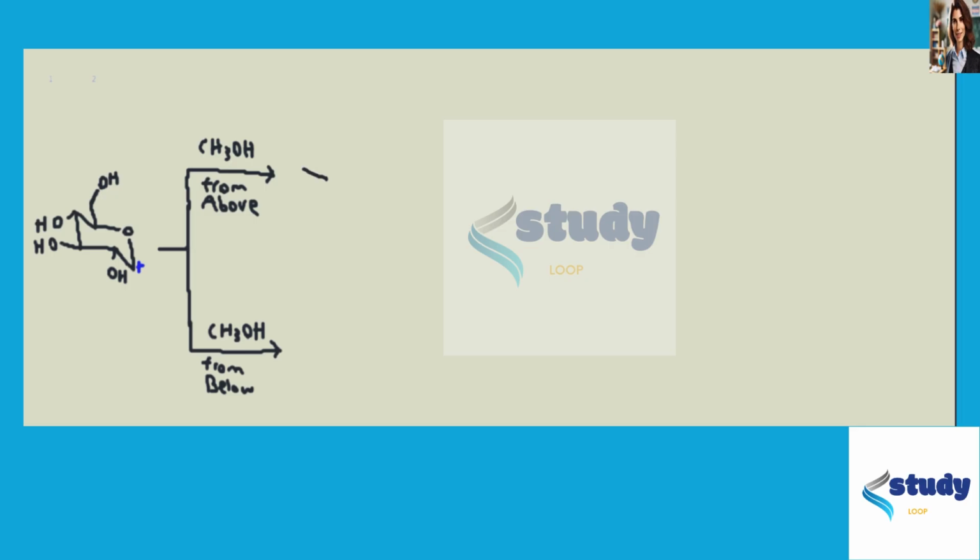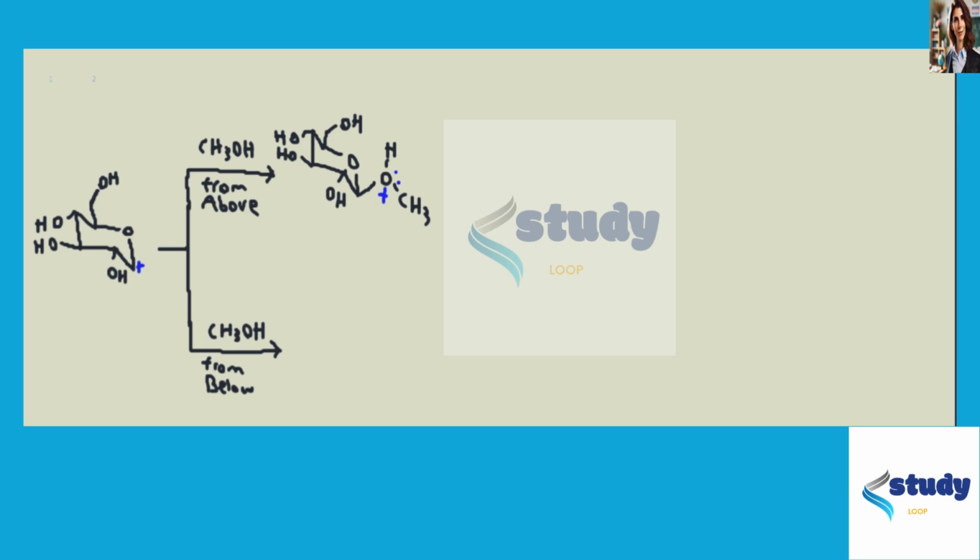And again, I'm not drawing this well. It's a little better. So when the methanol comes from above, it adds like this. And so we have a positive charge and one lone pair.